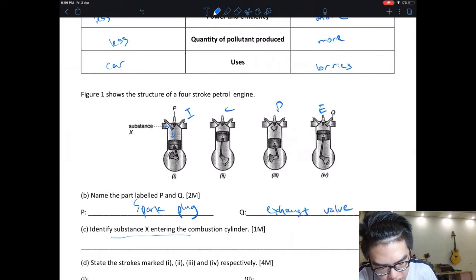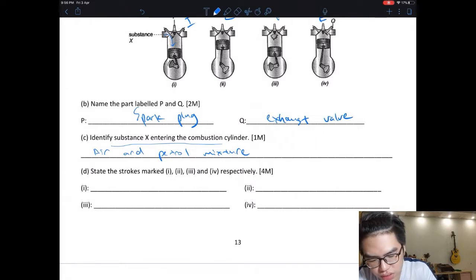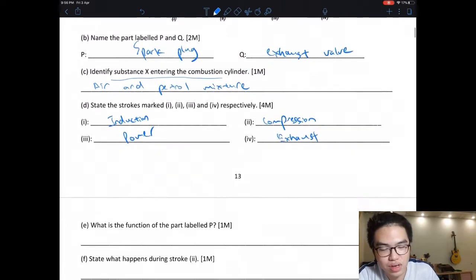Identify X entering the combustion chamber, which is air and petrol mixture. Why don't I say fuel? Because it's a petrol engine. So what are the strokes? Induction, and then C is compression, E is power, exhaust. Please don't say suck squeeze bang blow.